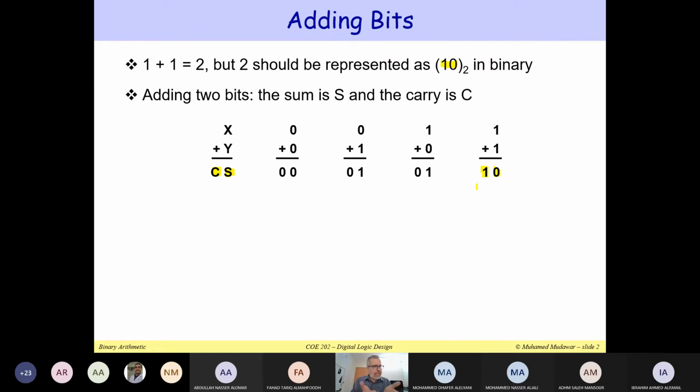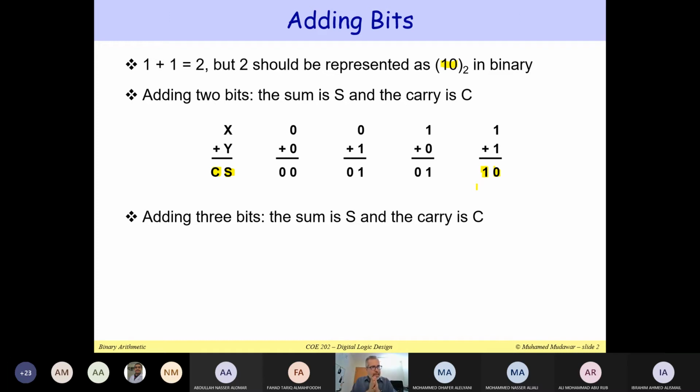Now, when you get the carry, what happens? Yes, Ali? Doctor, what does carry mean? Well, we'll see. If you are adding 2 numbers in decimal, when you add, for example, 5 plus 5, you get 10. So the sum is equal to 0 and the carry is equal to 1. Okay, all right. So it's the same thing in binary. When you get 2, you get the sum equal to 0 and the carry is equal to 1. So the carry is propagated to the next bit because you are adding multiple bits in binary.